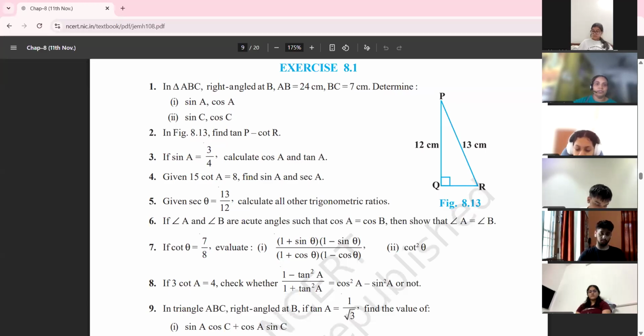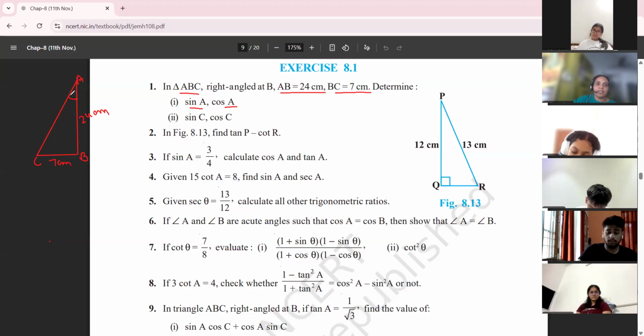Okay. Right. So starting with exercise 8.1. In triangle ABC, the diagram is not given to us, so we'll draw that. In triangle ABC, right angled at B, AB is 24 centimeters. So this is 24 centimeters. BC is 7 centimeters. Determine sine A and cos A.